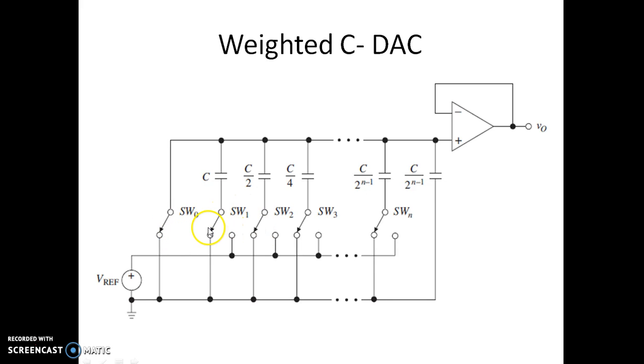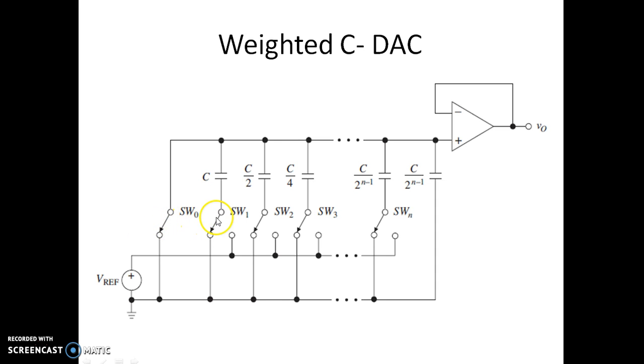So initially all the switches are open, only switch SW0 is connected to ground. When only SW0 is switched on, connected to ground, all the capacitors will be discharged to 0. So whatever charges are there in the capacitors will be discharged to 0. Then, once that initial condition is set, making all the capacitors discharge to 0, you open SW0.